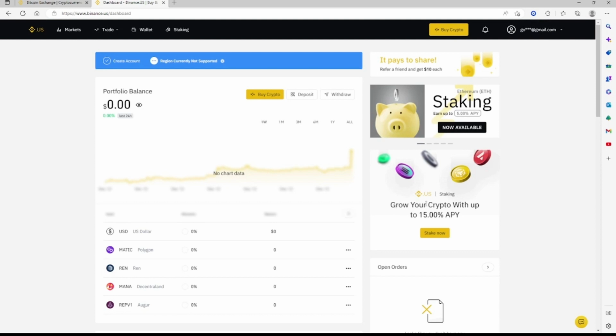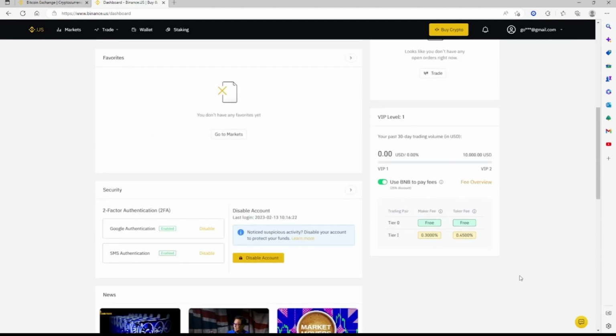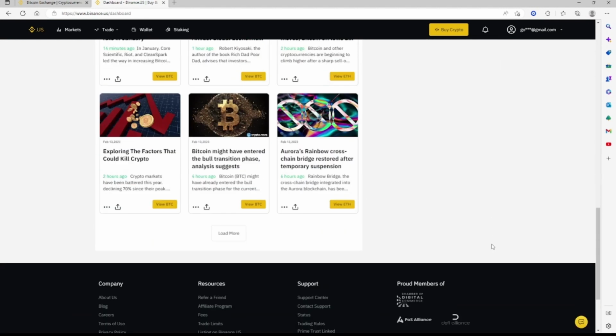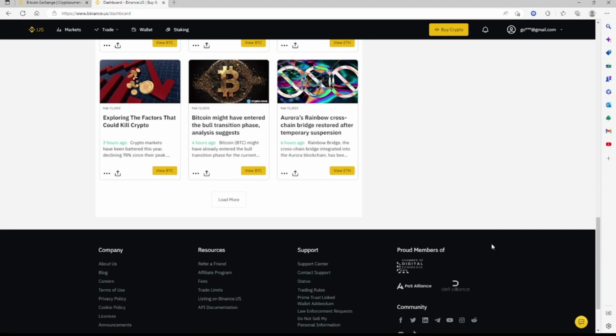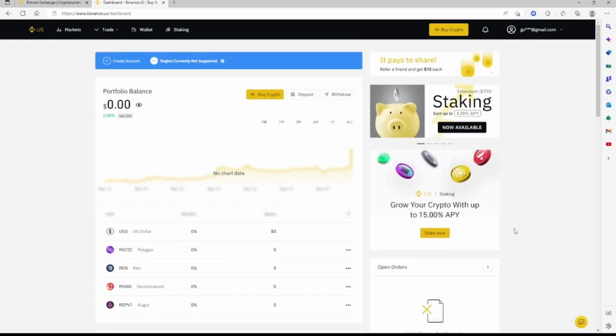So this is the dashboard where you can look at your portfolio balance, US dollar, and look at everything that you've invested in, basically all your properties that you use Binance to host for you. And there are articles you can look at too that give you news on Binance. And we can see that Binance is a proud member of the Digital Chamber of Commerce, POS Alliance.